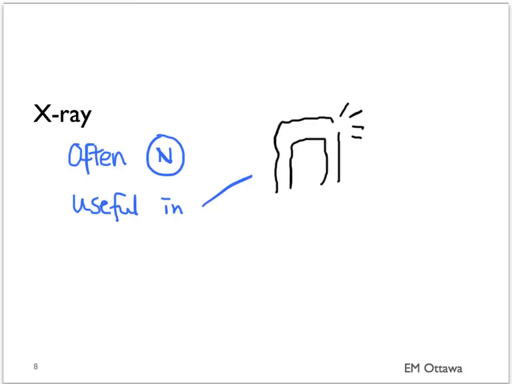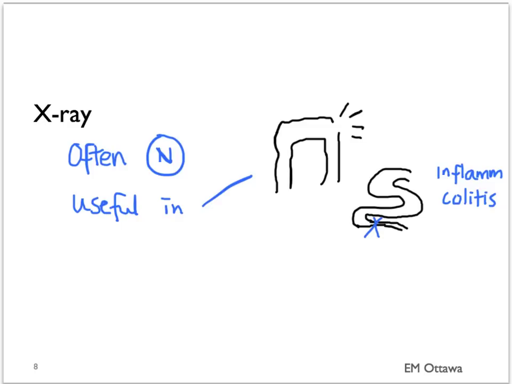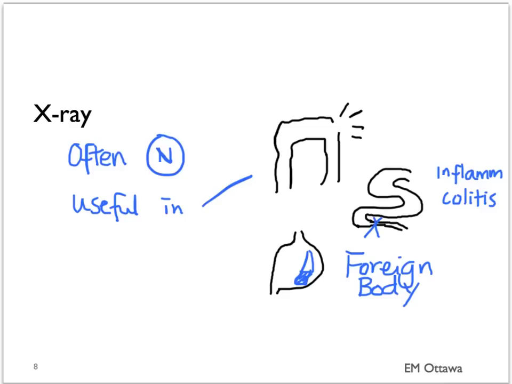Now let's move on to more conventional types of imaging. First, X-rays. X-rays are often normal in patients with GI bleed. They're useful in a few things. The first one is a perforation, second being a bowel obstruction, that you can see sometimes in patients with inflammatory colitis, particularly if they have had surgery in the past. X-ray is also helpful if you think there is a foreign body causing the GI bleeding.